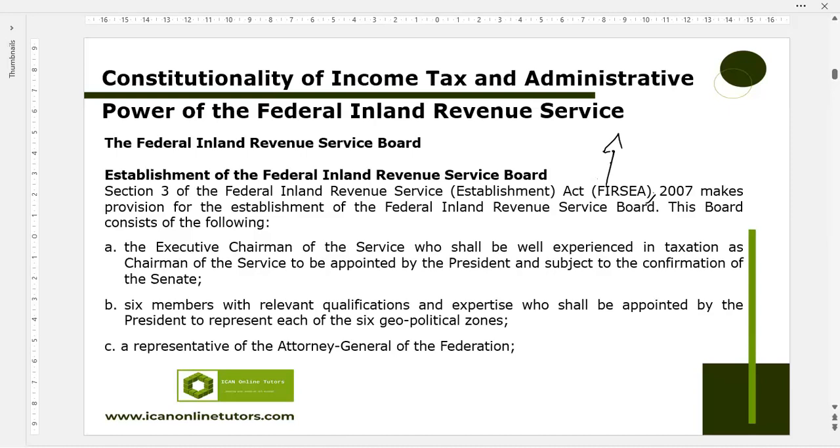This Section 3 makes provision for the establishment of the Federal Inland Revenue Service Board. This board consists of the following. These include the executive chairman of the service. So today, who is the executive chairman of FIRS?